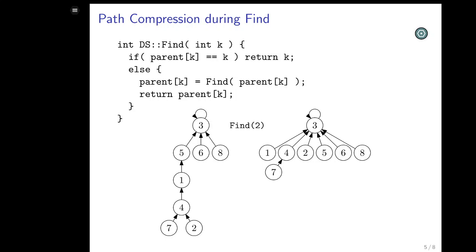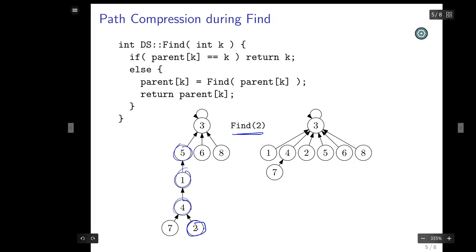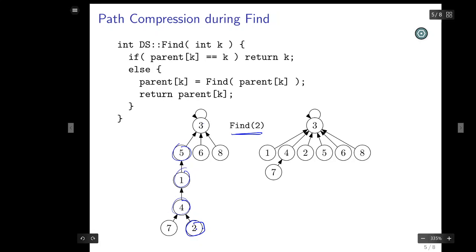I perform find on 2. Here I am. I say, all right, 2 has a parent which is 4, which has a parent that is 1, which has a parent which is 5, which has a parent which is 3. All of these nodes along this chain, I am going to redirect to point to 3. 5's already there. 1 gets directed there, 4 gets directed there, 2 gets directed there immediately.